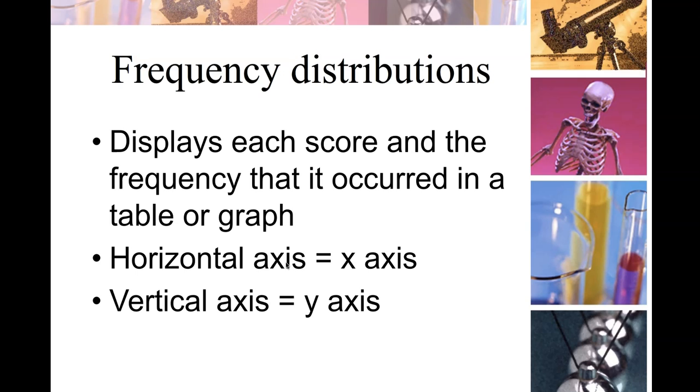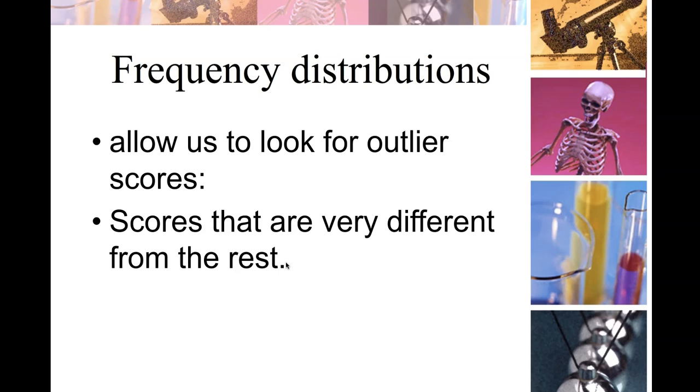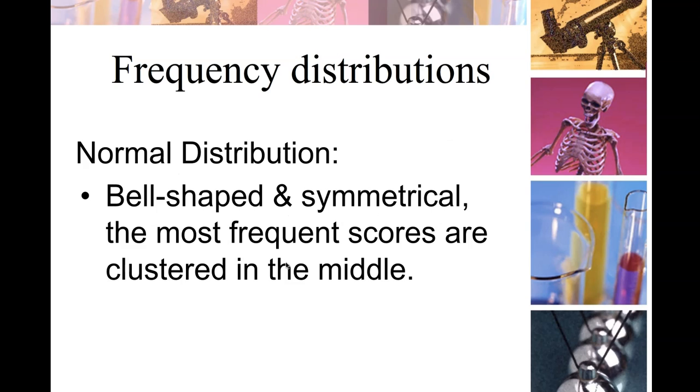Now, that was listing out using numbers to talk about the data, but you can also do it graphically. We can display each score and the frequency that it occurred in a table or a graph. The horizontal axis going across is the x-axis, and the vertical axis going up and down is the y-axis. These allow us to look for outlier scores, scores that are really different from the rest. Do we have a cluster of scores and then one or two that don't make sense or are totally different? It helps us see our data visually. There are a couple of ways to do that.